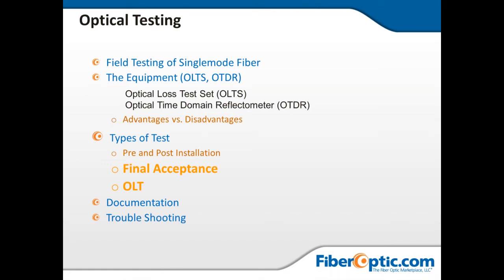Now, why the OLTS, or the power meter and light source? Because it measures actual loss of your link. It can't see into your segment. It can't tell you anything between the light entering at point A and exiting at point B. It'll give you the overall loss. But the fact that it measures true power, it's the most accurate for total link loss testing.